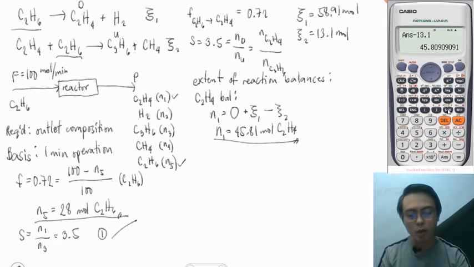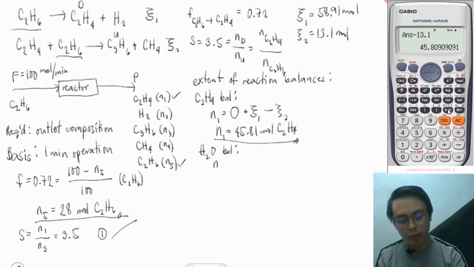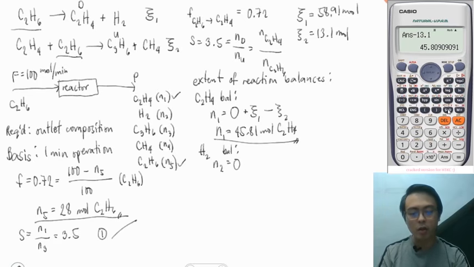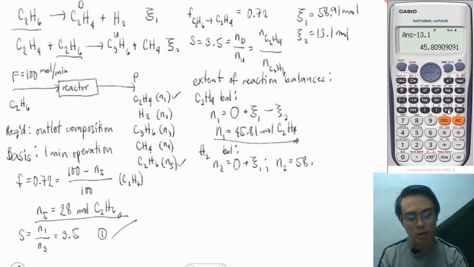Next, N2, you perform a water balance. Okay, output is, sorry, it's not H2O, it's just H2 balance. Output is N2, input 0. And it appears on the first equation only as a product. So this is plus extent 1. Therefore, N2 is 58.91 moles H2.